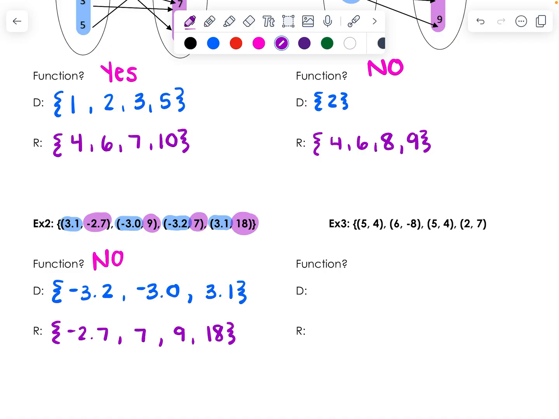All right, I'm going to let you try the next one. I'm going to give you about 1 minute, see if you can decide, is it a function, and write that domain and range.